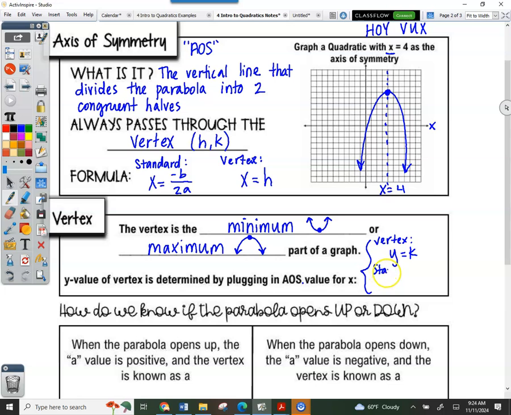If it's in standard form, you have to do a little bit of work. You've got that whole negative b over 2a. You would plug that back in. You would find f of negative b over 2a, which means you took the x coordinate that you already found and you would plug it back into the function.